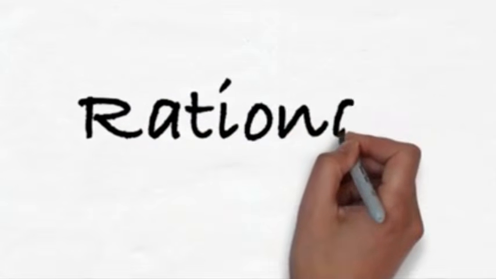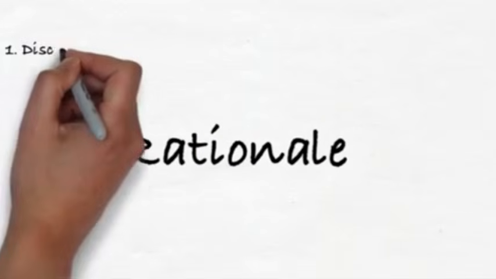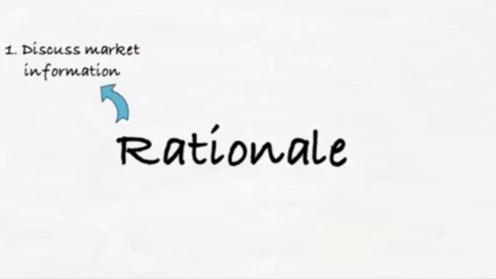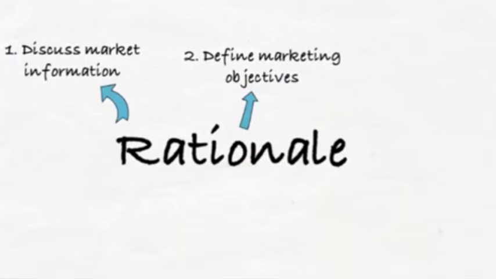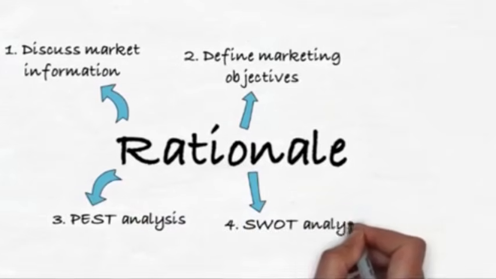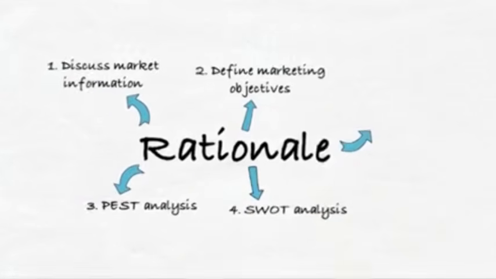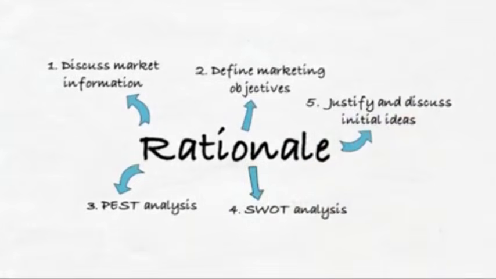Activity 1, the rationale, consists of 5 main parts. Firstly, you will discuss the market information that you have collected in your research. Then you will define some suitable marketing objectives for the business that you have been given. Next, you will use situational analysis tools, including a PEST and SWOT analysis, to consider the business environment. Finally, you will reflect on your work so far to discuss your initial ideas for the marketing plan.